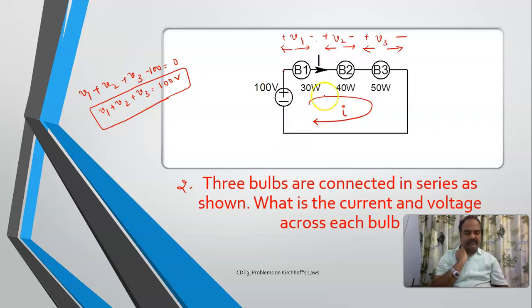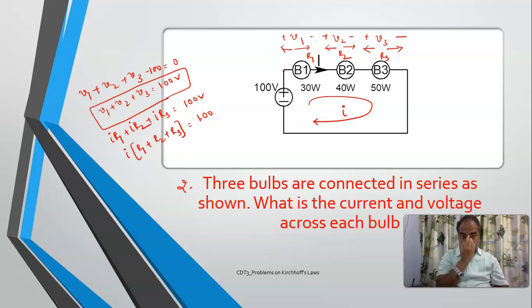And if you carefully see, all the three things are in common. If I take this as IR1 plus IR2, let the resistance be R1, R2 and R3. What is this? 100 volts, right? So if I take I common, R1 plus R2 plus R3 is equal to 100, isn't it? This is the first equation.